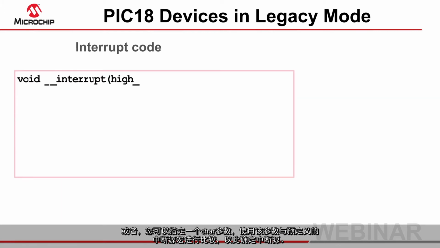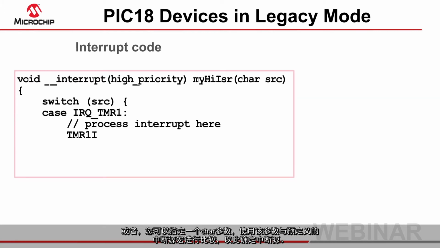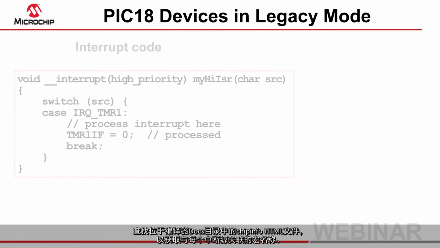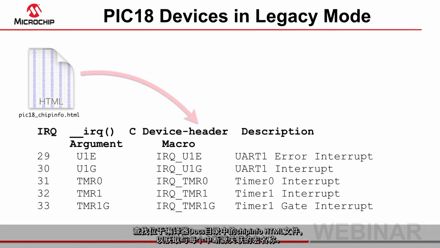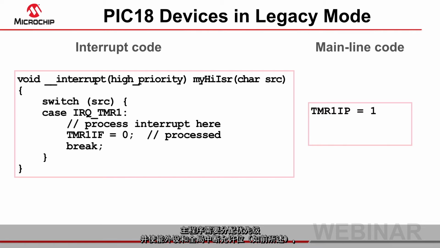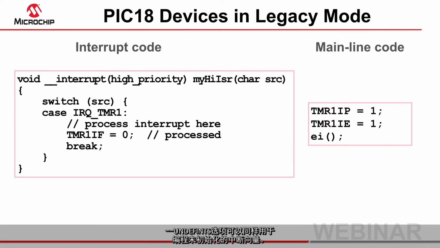Alternatively, you can specify a single char parameter and use this to determine the interrupt source by comparing it with predefined interrupt source macros. Look for the chipinfo HTML file located in your compiler's docs directory for the macro names associated with each interrupt source. Mainline code needs to assign priorities and enable the peripheral and global interrupt enable bits, as we saw earlier, and the --undef_ints option can again be used to program uninitialized interrupt vectors.